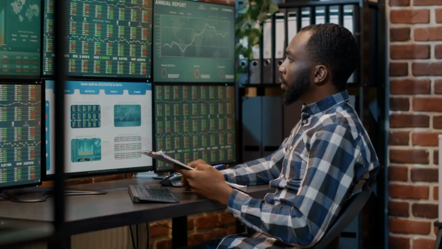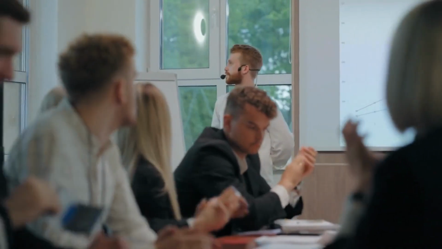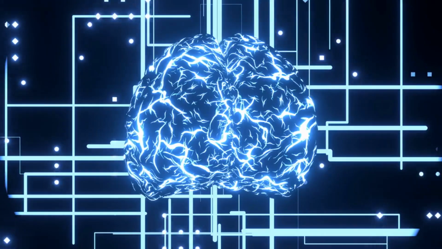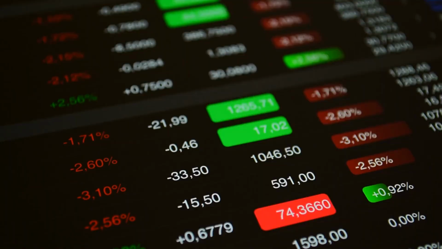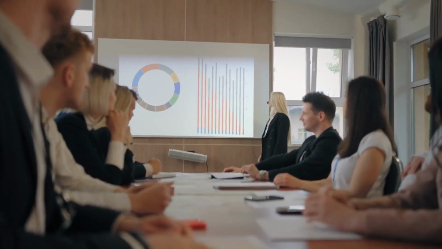Section 4. Advancing your financial analysis skills. Congratulations. You now possess a solid understanding of financial statement analysis. To continue honing your skills, consider the following steps. 4.1 Continuous learning. Financial markets and regulations evolve continuously. Stay updated with the latest trends and changes by reading financial publications, attending webinars, and participating in workshops.